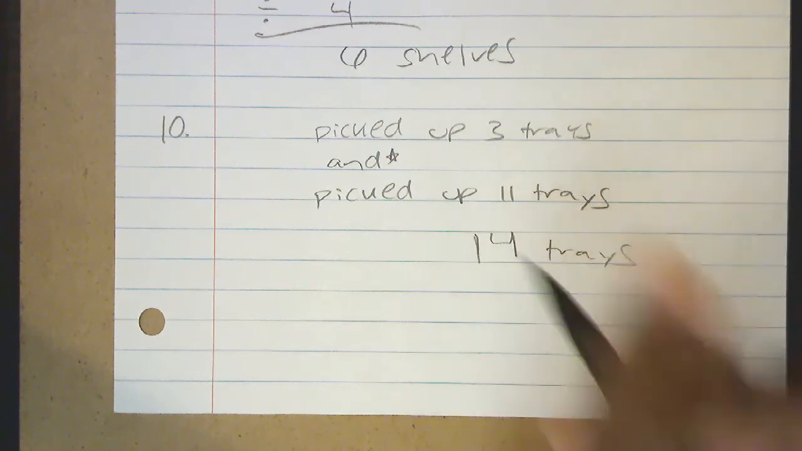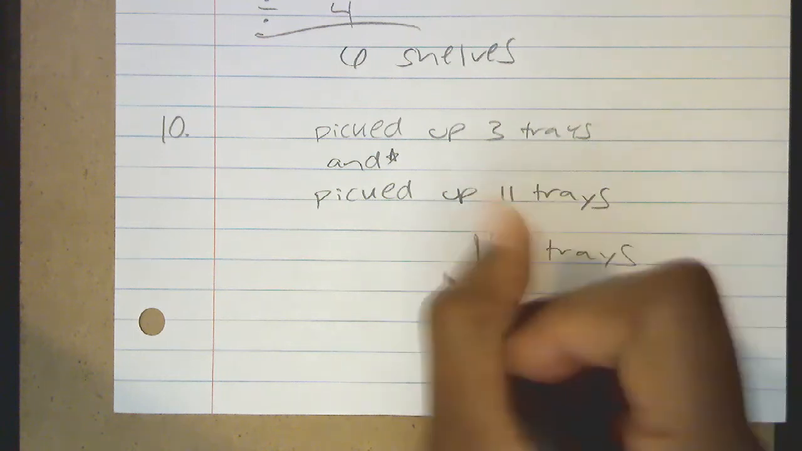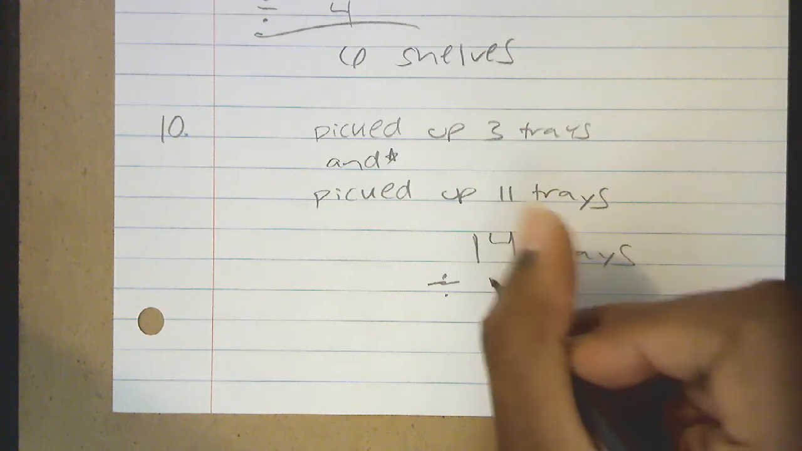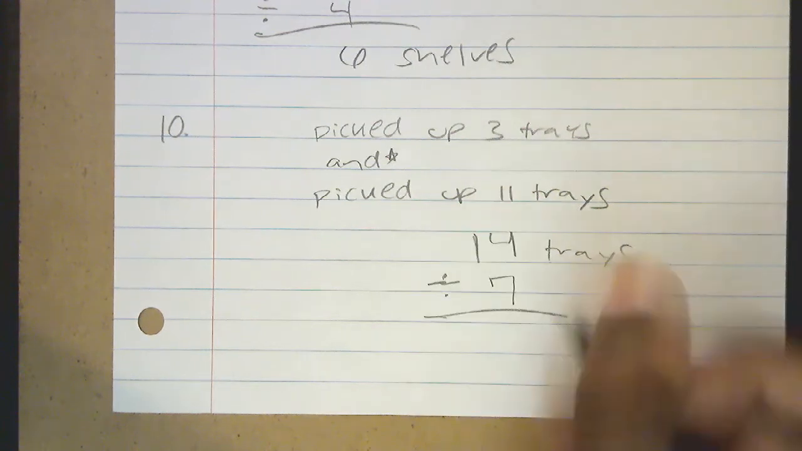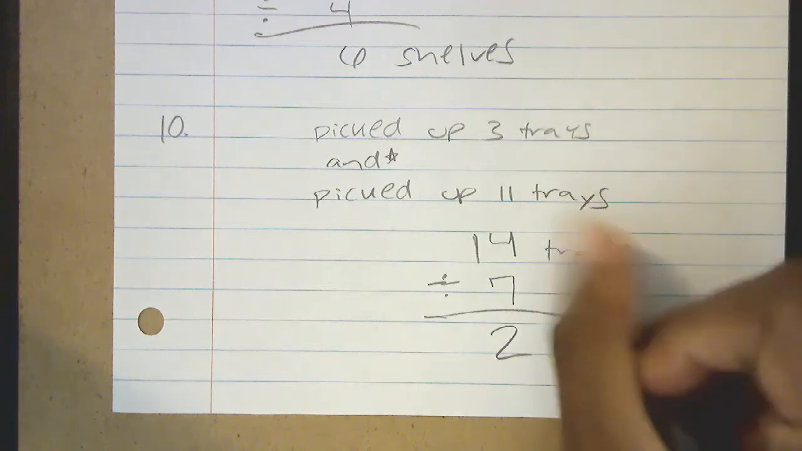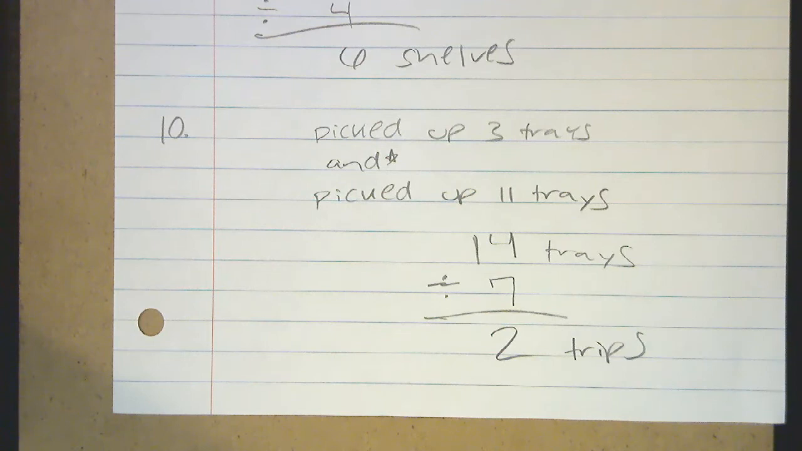Now, when we go back into that word problem, it says he could only carry 7 trays at a time. So 14 trays among the 7 trays he could actually carry at a time. 14 divided by 7 equals 2. But not just 2. It says how many trips will he make? He'll make 2 trips. All right, and that concludes our independent work for today.